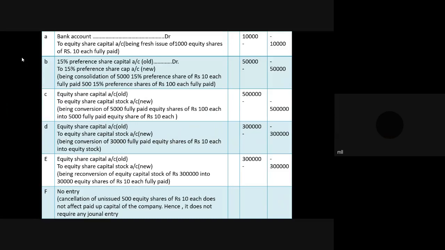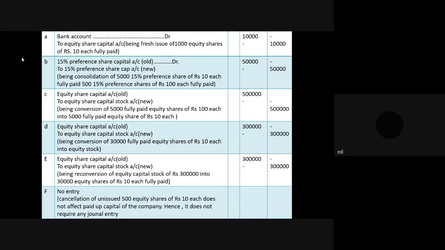Okay, here the last entry: the company has cancelled unissued 500 equity shares of rupees 10 each. There is no entry. The cancellation of unissued 500 equity shares of rupees 10 each does not affect the paid-up capital of the company. Hence, it does not require any journal entry. These are important journal entries to pass as per the method of internal reconstruction.